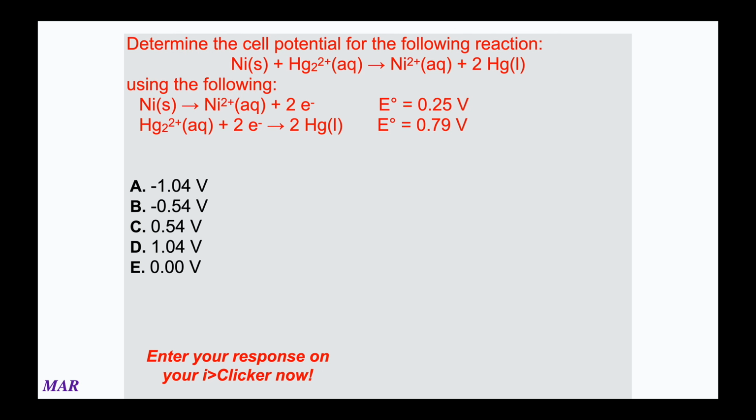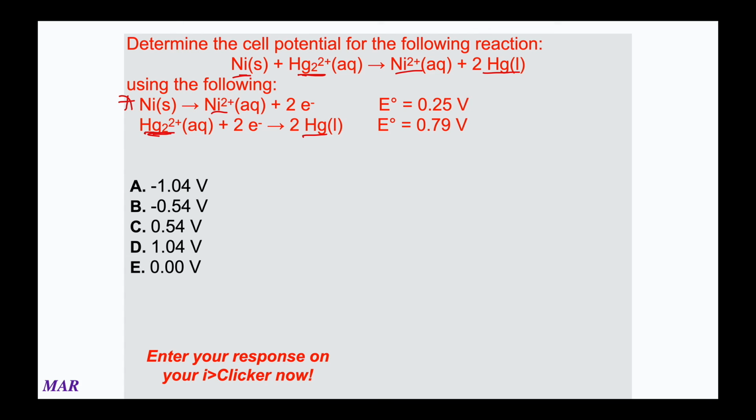In this problem, we want to determine the cell potential for this reaction, and it's nickel plus the mercury 2+ ion going to nickel 2+ and 2 mercuries. If the reactions are already written in the correct form, you can literally just add up the half cell reactions, the 0.25 volts and the 0.79 volts, to give the overall cell potential. So if you look at these half reactions, nickel is a reactant and nickel 2+ is a product, so that looks okay. Mercury 2+ is a reactant. Yep, that's okay. And mercury is a product. That's okay. The electrons will cancel if you add them.